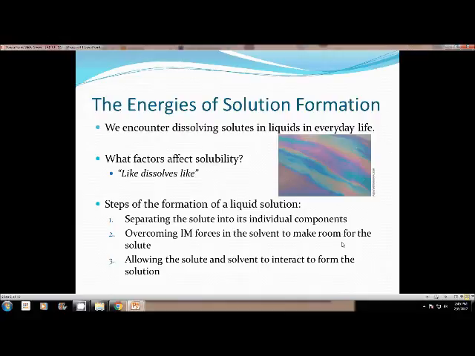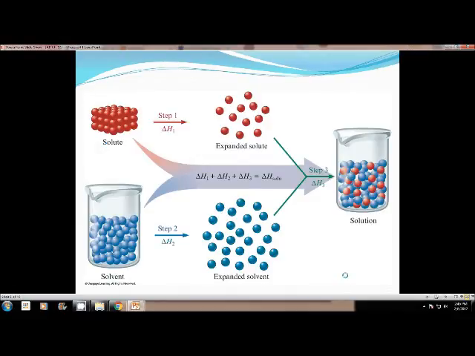So the steps of formation of a liquid solution: you need to separate the solute into its individual components, and then it needs to overcome the intermolecular forces in the solvent to make room for the solute, and then that allows the solute and solvent to interact to form the solution. So this picture is on page 515 in your textbook, where it's showing you how the solute and the solvent have to expand apart in order to create space between them in order to make the solution.